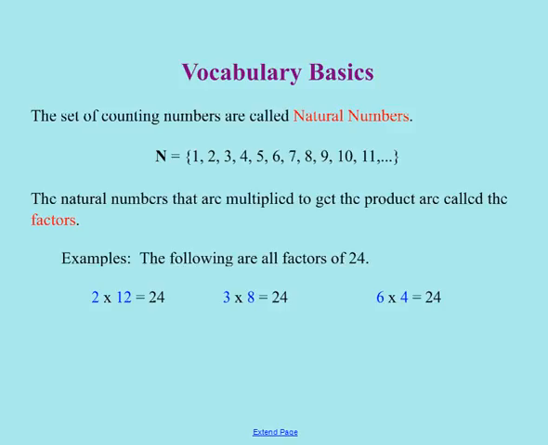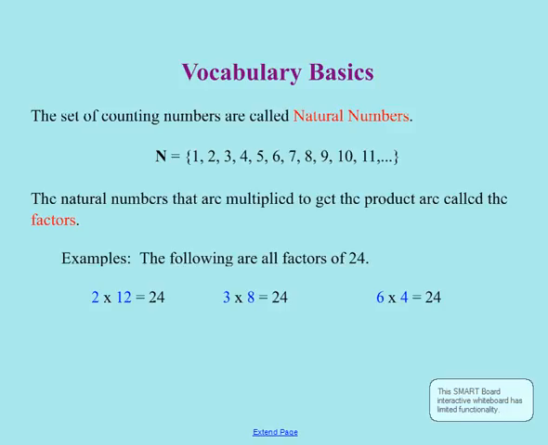The set of counting numbers are called natural numbers. You can see here capital N represents the natural numbers, and they are the set 1, 2, 3, 4, 5, 6, 7, 8, 9, 10, 11, and so on, going all the way to infinity.